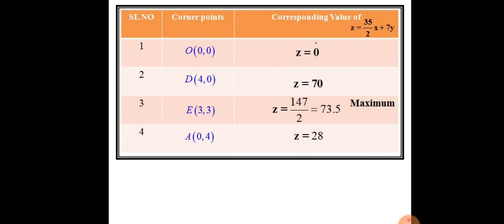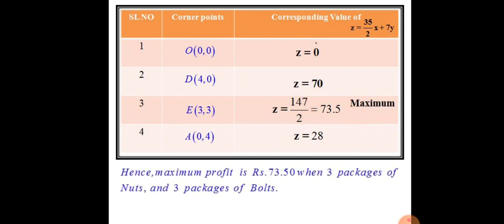So hence the conclusion is the maximum profit is 73.50 rupees, 73 rupees 50 paisa, when 3 packages of nuts and 3 packages of bolts are made. As we know that X is a nut and Y is a bolt. So 3 packages of nuts and 3 packages of bolts give the maximum profit per day.